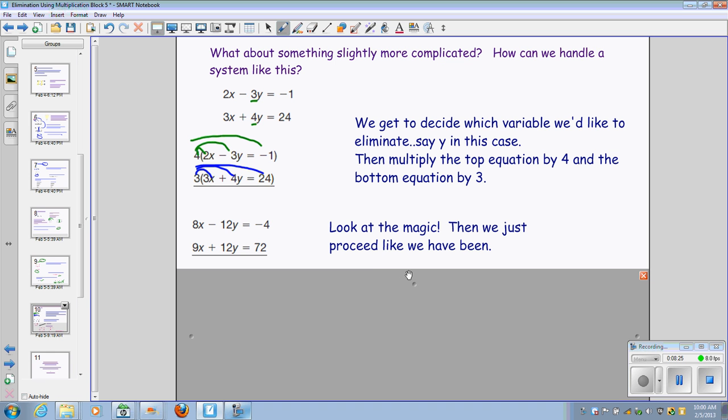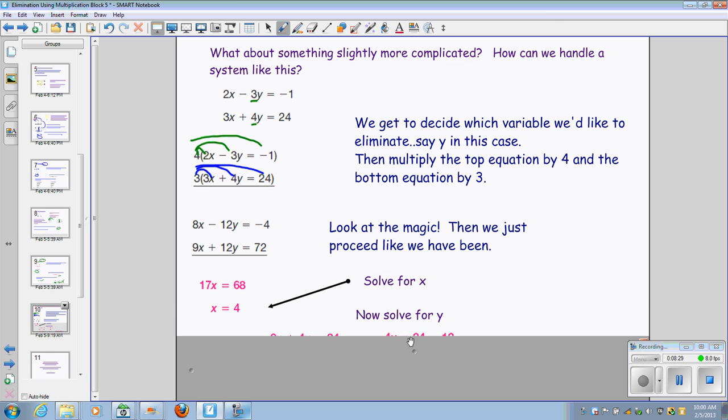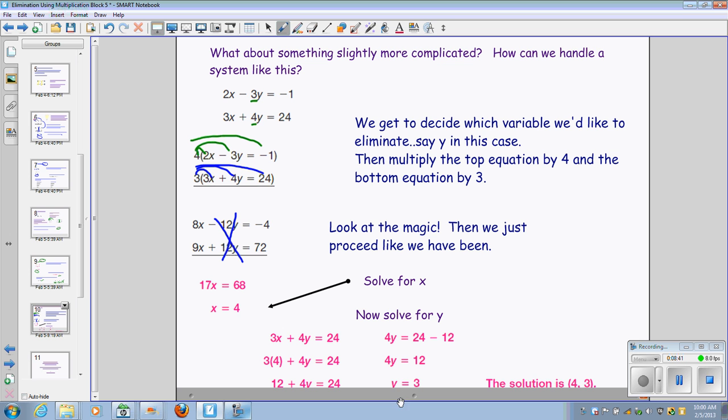Now we can proceed just like we have been since yesterday, and we can go ahead and solve for x, because when we add our two equations together, this column with the y's cancels out, and we only have x's now. We can solve for x, getting x equals 4. We can solve for y. We get that y is 3. The solution here is (4, 3). And of course, you would check this by plugging (4, 3) back into both of these equations.